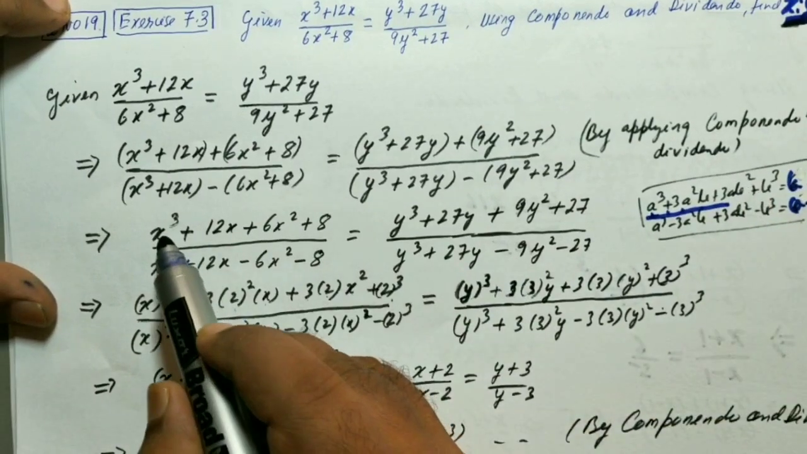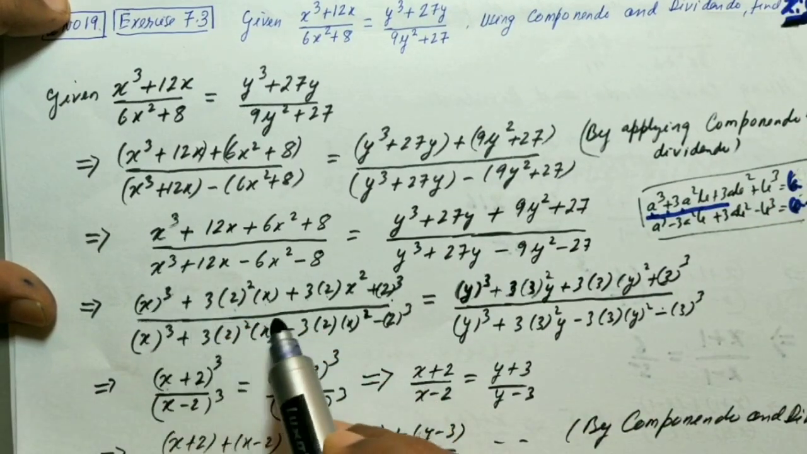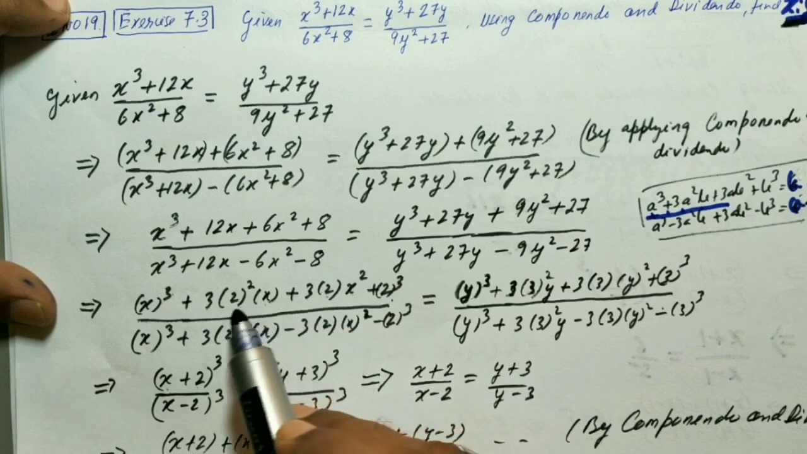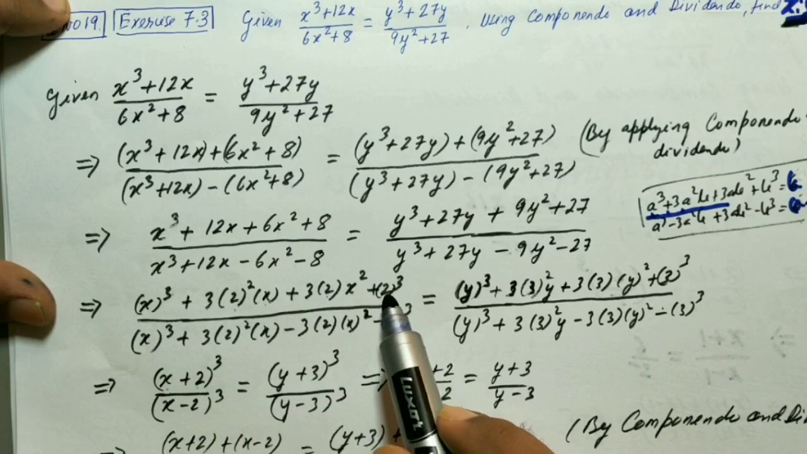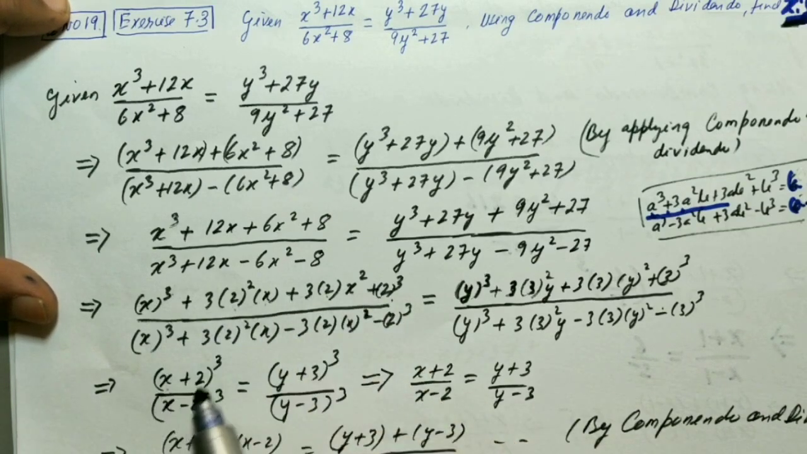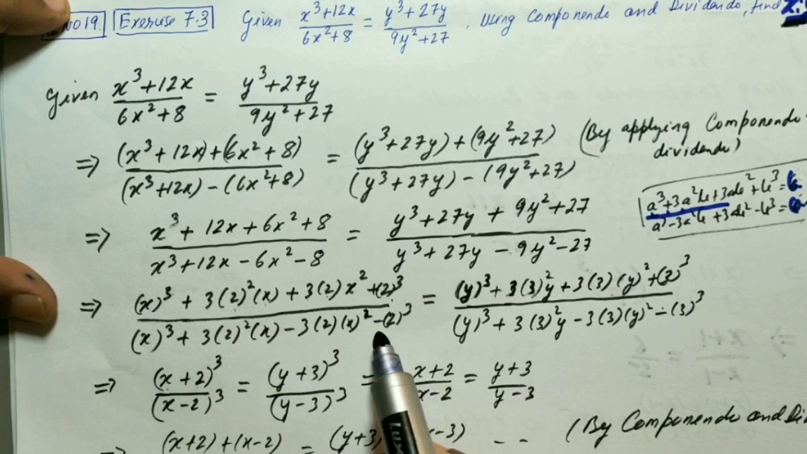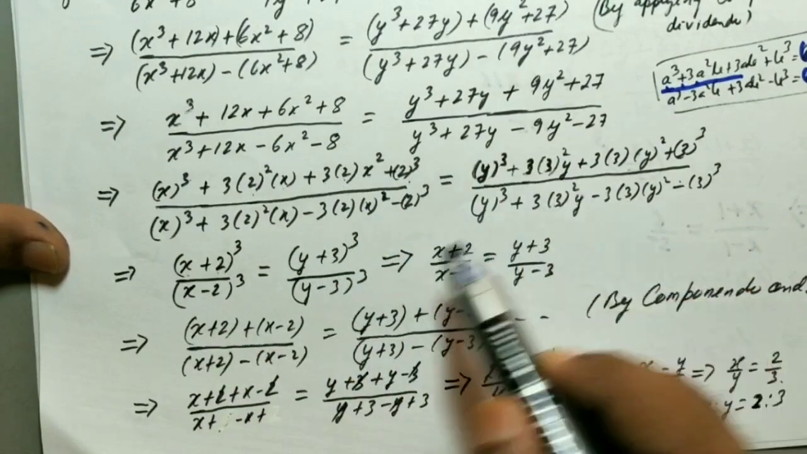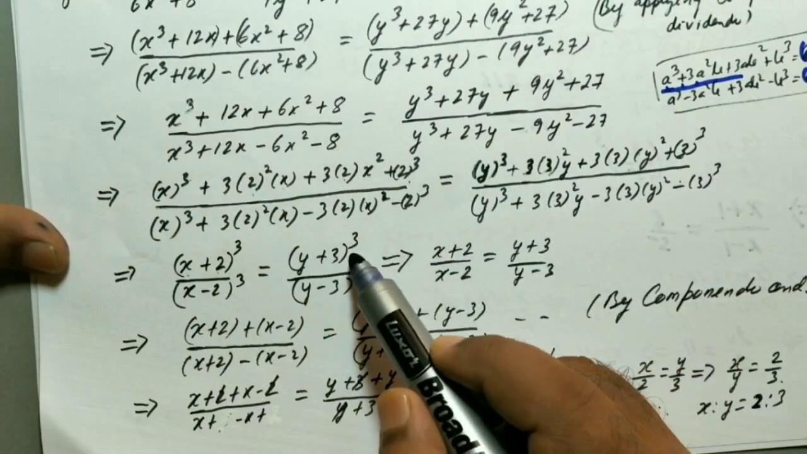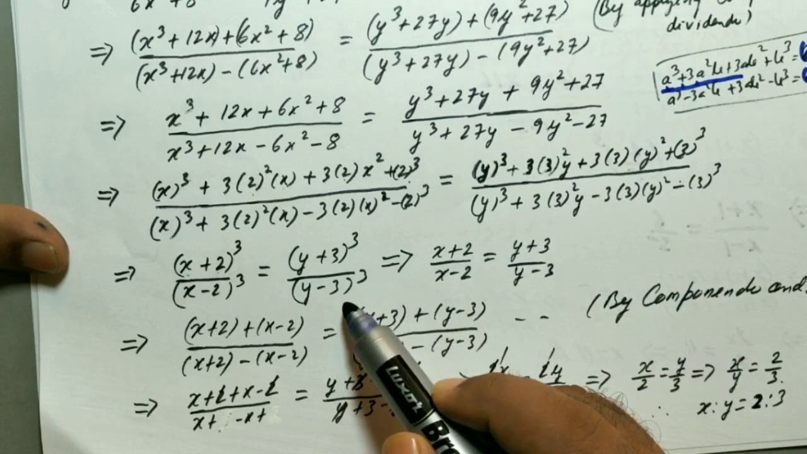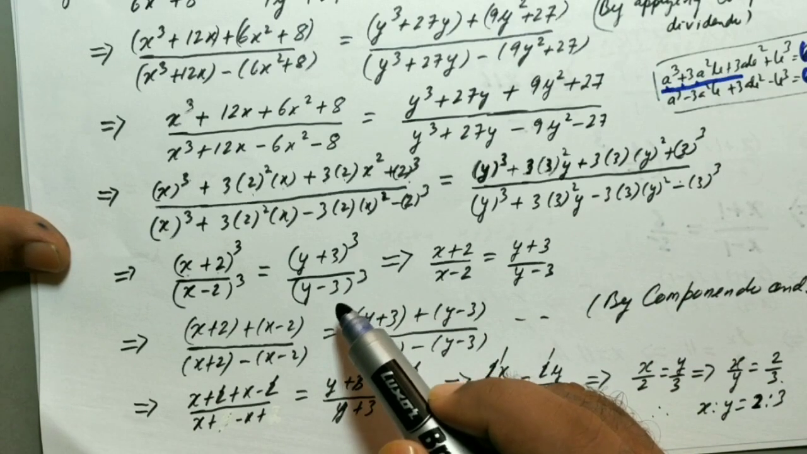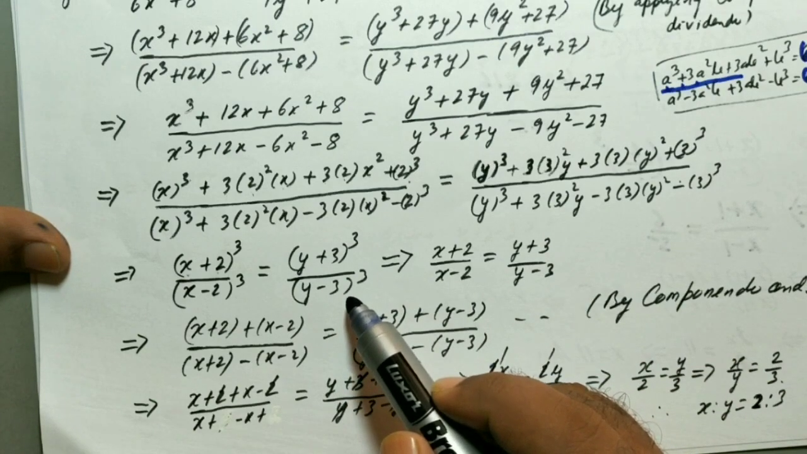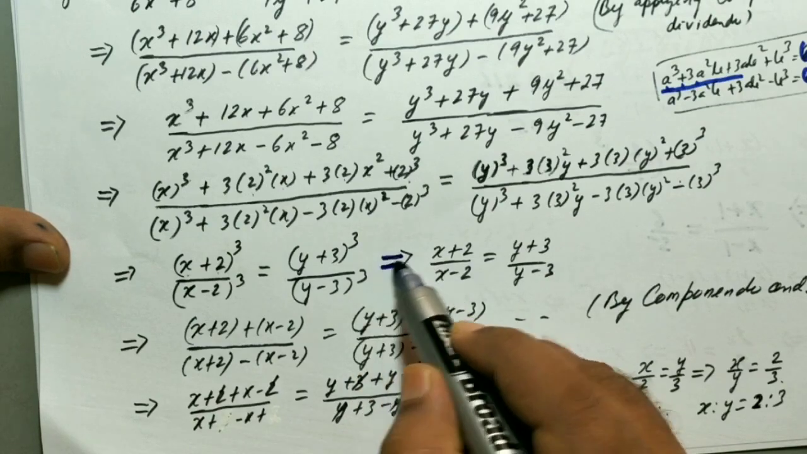Because see here, a cube, 3a square b plus 3ab square plus b cube. This is the formula of (x plus 2) whole cube. And here (x minus 2) whole cube. This is (a plus b) whole cube, (y plus 3) whole cube, and this is (y minus 3) whole cube. Algebra formulas should be at your fingertips. Remember that.